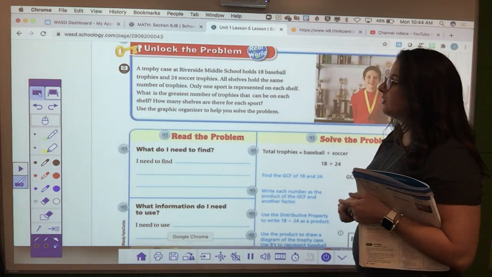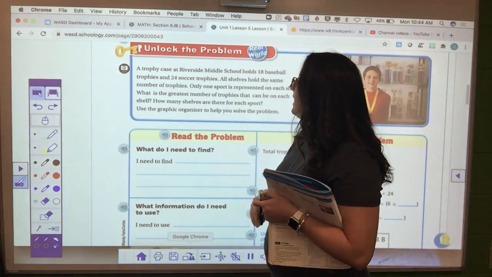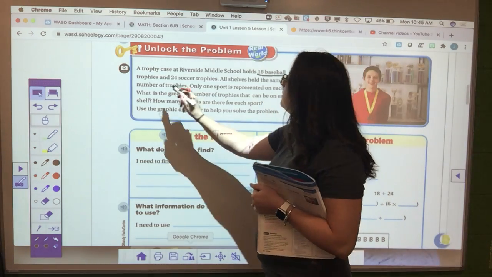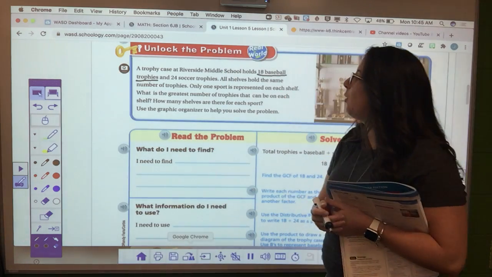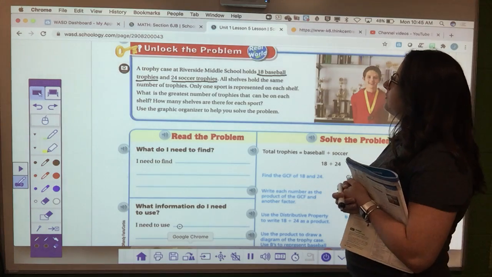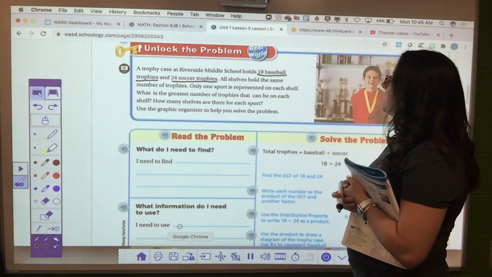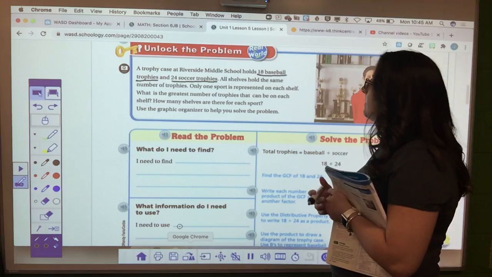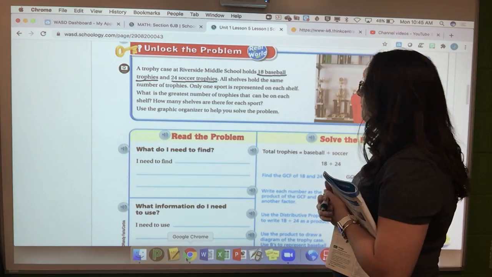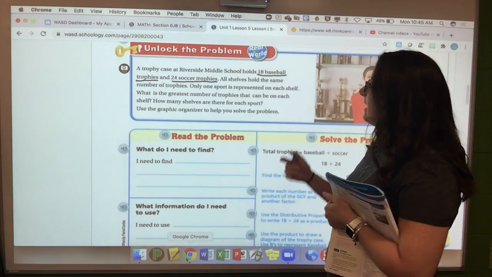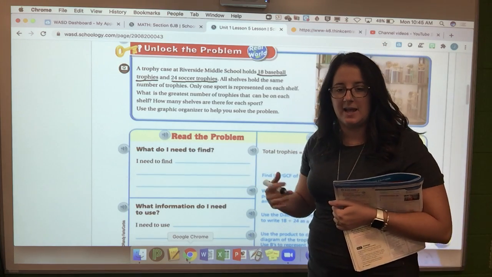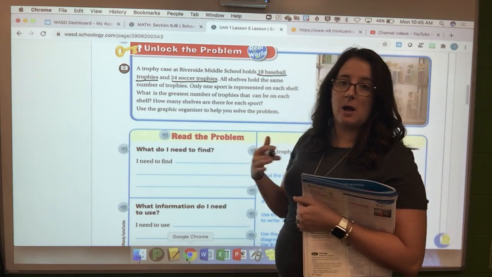So we're going to take a look at our first problem here, and it says a trophy case at Riverside Middle School holds 18 baseball trophies. That's important, 18 baseball trophies, and 24 soccer trophies. All shelves hold the same number of trophies. Only one sport is represented on each shelf. What is the greatest number of trophies that can be on each shelf? How many shelves are there for each sport? And then we're going to use this graphic organizer to help us. You might be thinking, wow, this is a lot of information. I have no idea what it just said. That's why it's important to read these problems more than once.